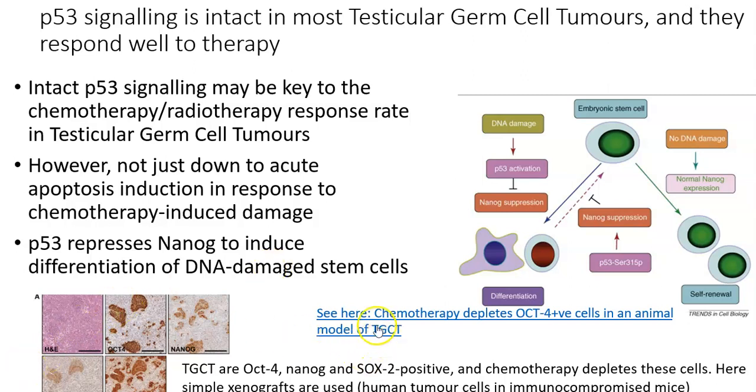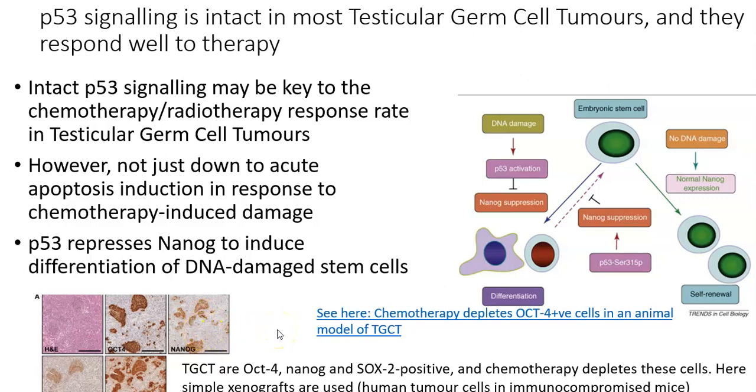So if you follow this link here, there's a nice paper showing that chemotherapy depletes the OCT4 positive cells in an animal model of testicular germ cell tumours, and these testicular germ cell tumours are OCT4, NANOG and SOX2 positive, as you can see here. So if we're taking out all of the OCT4 positives, you're also taking out all the NANOG positives, and it's possible that those cells are all being taken out by activation of p53.